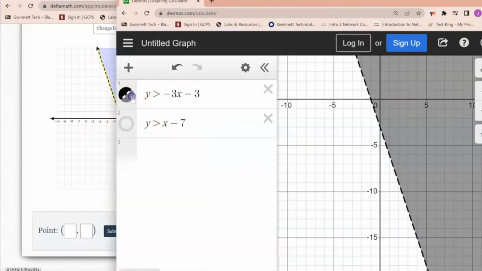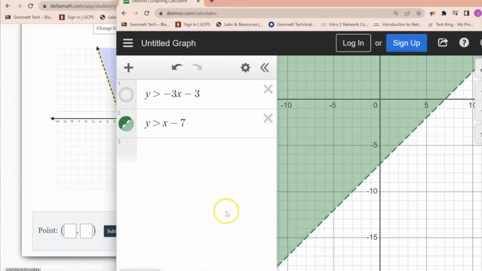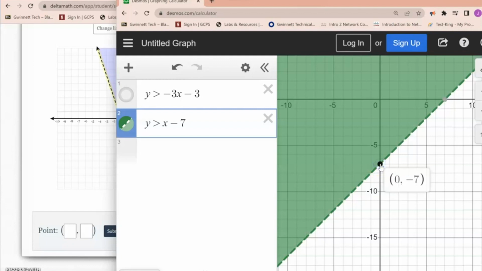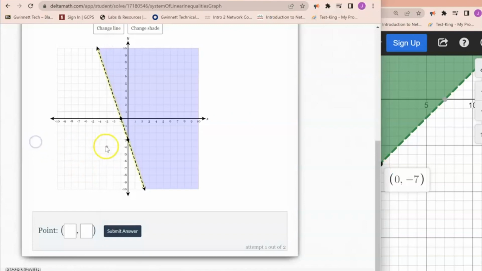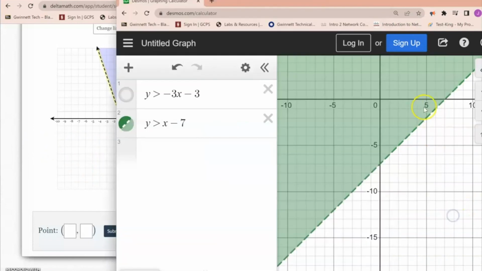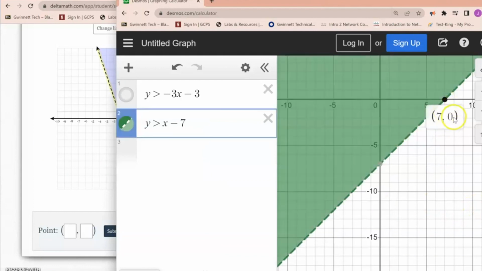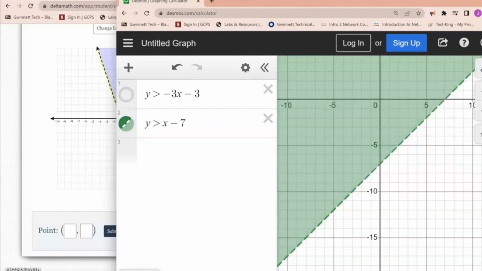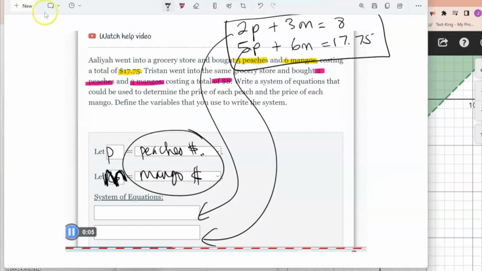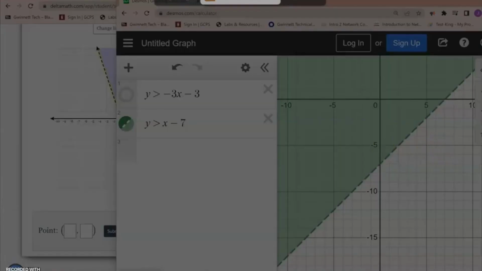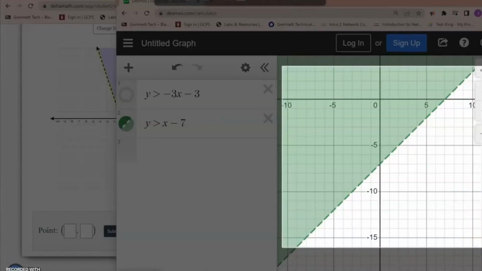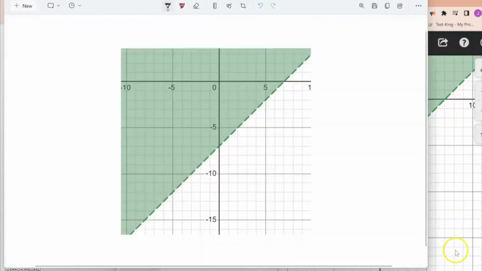I'm going to come back here, hide the first one, and go to the second one. So the second line, we're going to go with the y-intercept, which is 0, -7. All right, so we're going to graph that, 0, -7. Then this is a nice number, so it's 7, 0. But those of you who do not get a nice number, you do need to find a corner. So I'm going to show you how to do corners one more time.